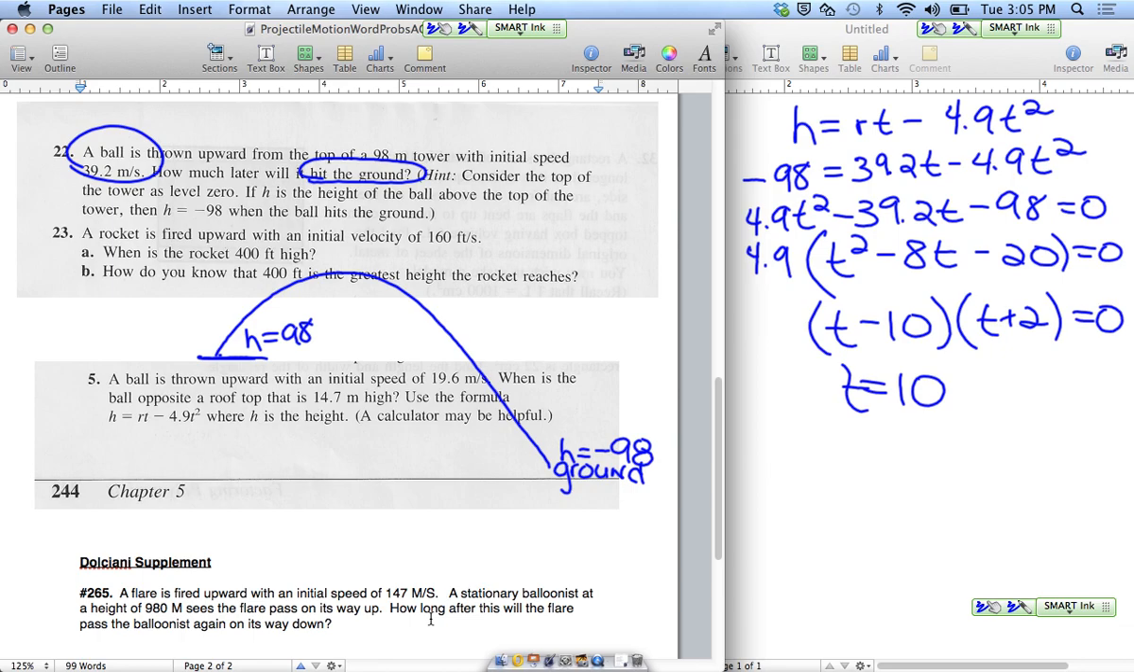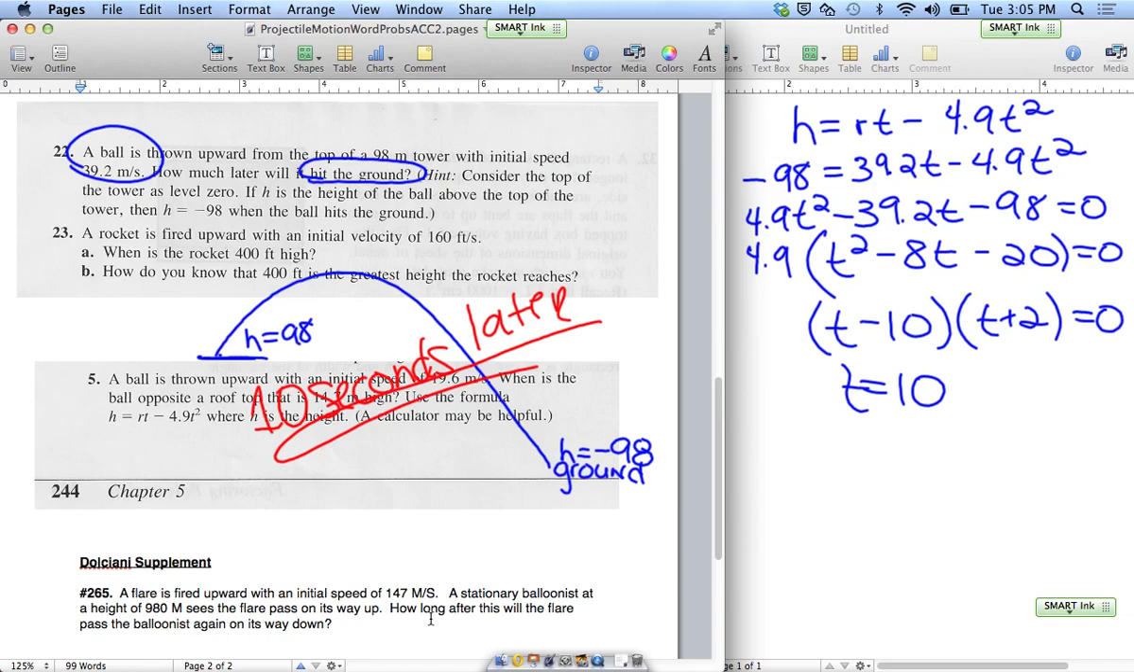So to answer the question, when will the ball hit the ground again? How much later will it hit the ground? It would be 10 seconds later. In 10 seconds, the ball is back on the ground. That would be your answer to this question.